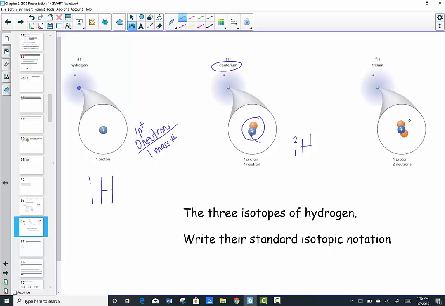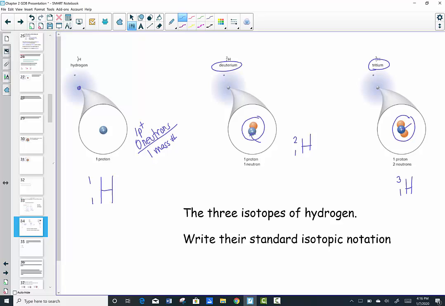And a little rarer, but there is a third naturally occurring isotope. Notice that it still has 1 positive proton because that's still hydrogen, but the total number of particles in the nucleus is now 3. 2 neutrons and 1 proton give me a mass number of 3, and this is called tritium. 3 naturally occurring isotopes of hydrogen.